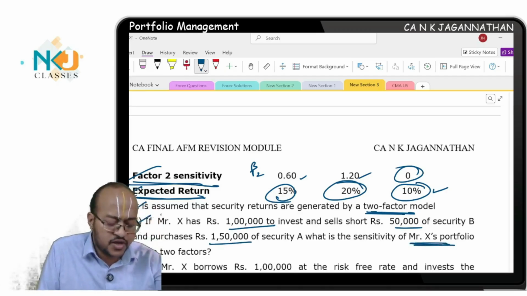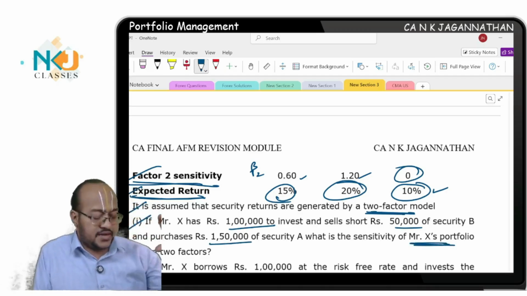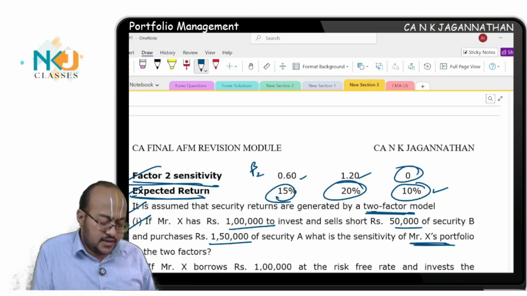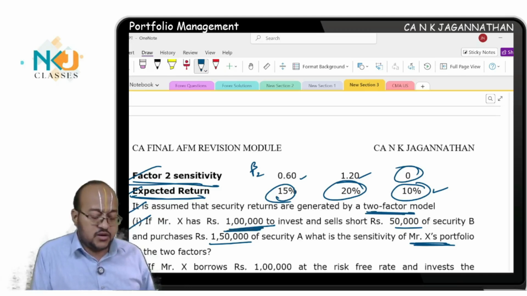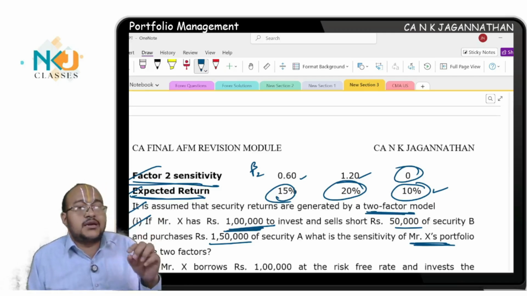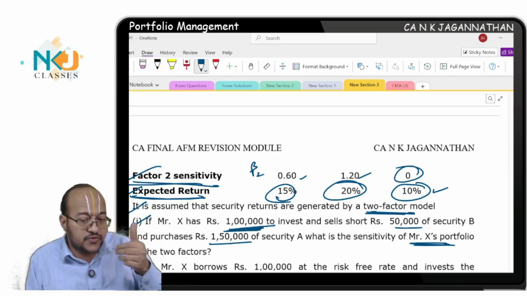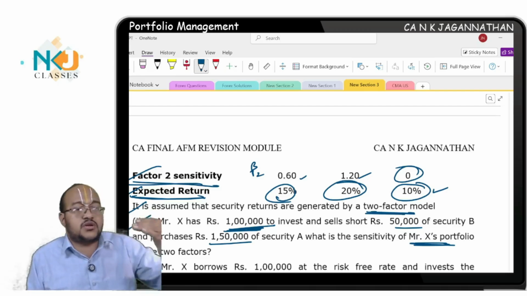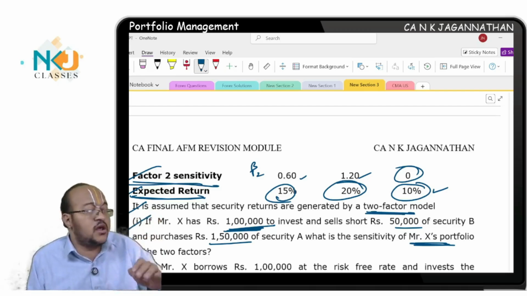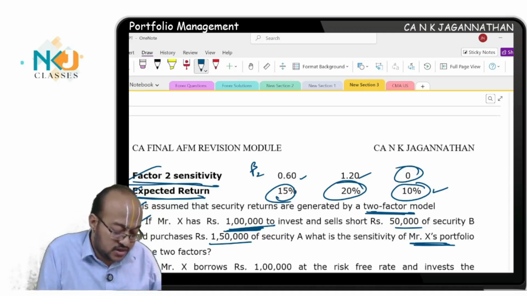Very simple. See, how much does Mr. X have by default in hand? 1 lakh to invest. What he does is that out of this, he short sells security B and realizes 50,000. So 1 lakh plus 50,000, how much will he have? 1,50,000. That 1,50,000 he invests in security A.